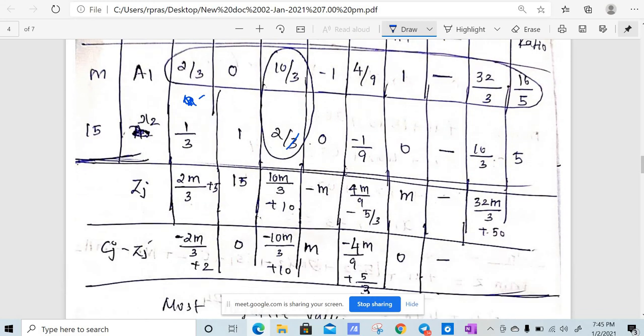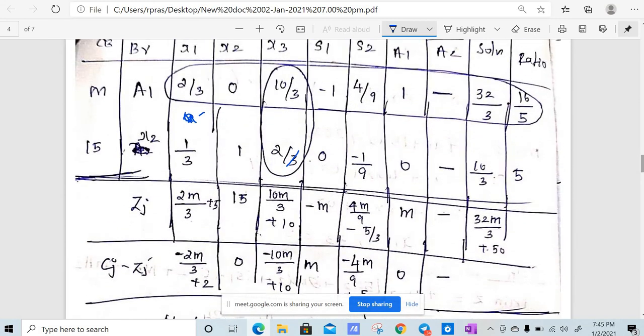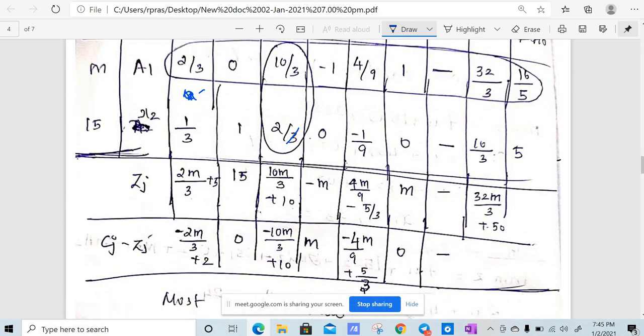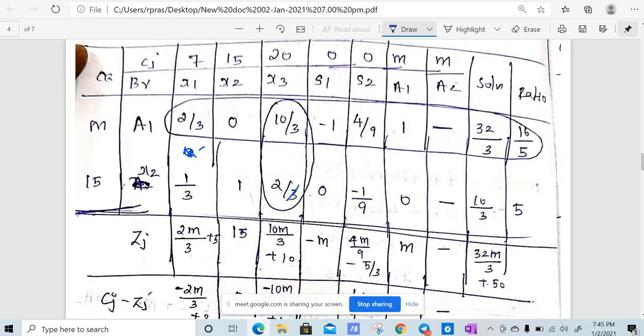Now again you find cj minus zj, and you can see when we can stop. Since our problem is a minimization problem, all cj minus zj has to be greater than or equal to 0. Now what is the most negative value? This is the most negative value. So this is our key column, and find the ratio 32 by 3 divided by 10 by 3. So 3 will get cancelled, so 32 by 10 will be 16 by 5, and this will be 10. You can just put no entry here because a2 has left. It's a very important step.